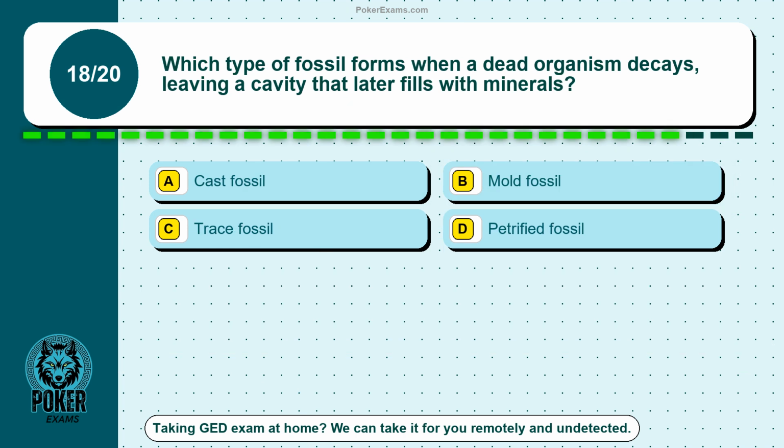Question 18. Which type of fossil forms when a dead organism decays, leaving a cavity that later fills with minerals? Option A, cast fossil. Option B, mold fossil. Option C, trace fossil. Option D, petrified fossil.